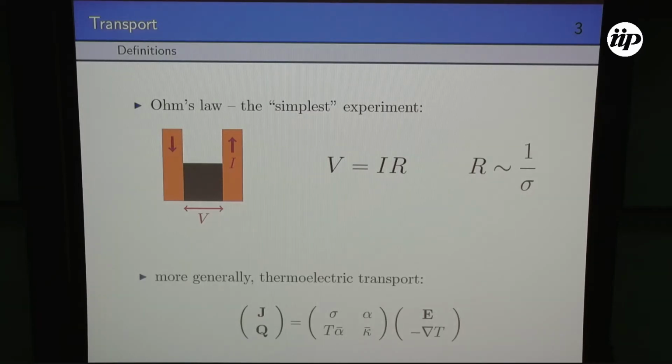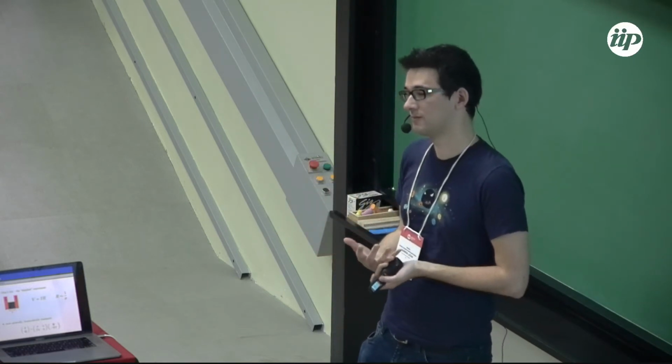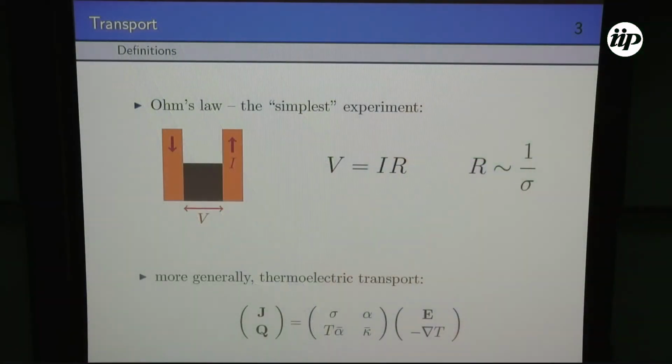Now, more generally, we'll be interested in not only electrical transport, but in thermoelectric transport. So we apply electric fields and temperature gradients in some combination, whatever we want. And then we measure charge and heat currents, J and Q, that flow through the sample. And then we're interested in the linear response coefficients that show up in this matrix right here. Okay? So our goal is to compute these things for a metal.